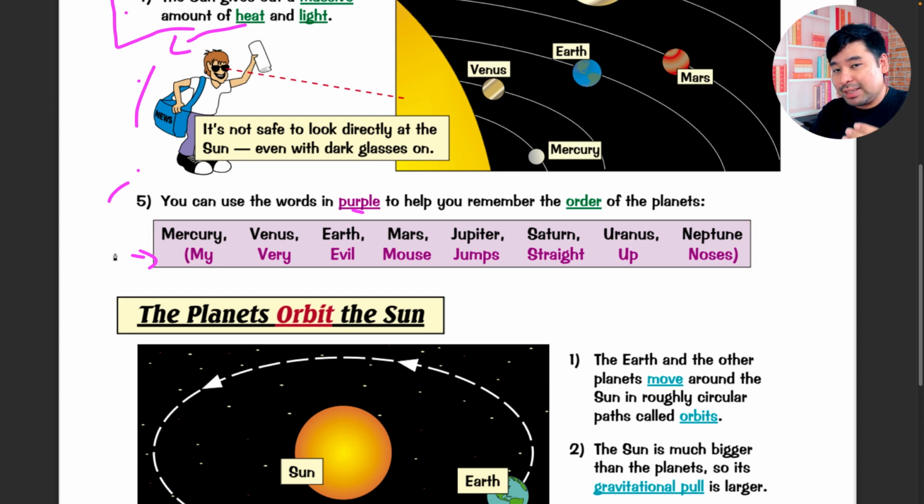Like, what is the first one? What is the second? What is the third? And how do they do that? They memorize this sentence. My very evil mouse jumps straight up noses. So if they remember this sentence, the first one is Mercury, Venus, Earth, Mars, Jupiter, Saturn, Uranus. Even though "up" and "Uranus" are different sounds. So they use this sentence to help remember the order of the planets from the nearest one to the sun to the farthest one from the sun.